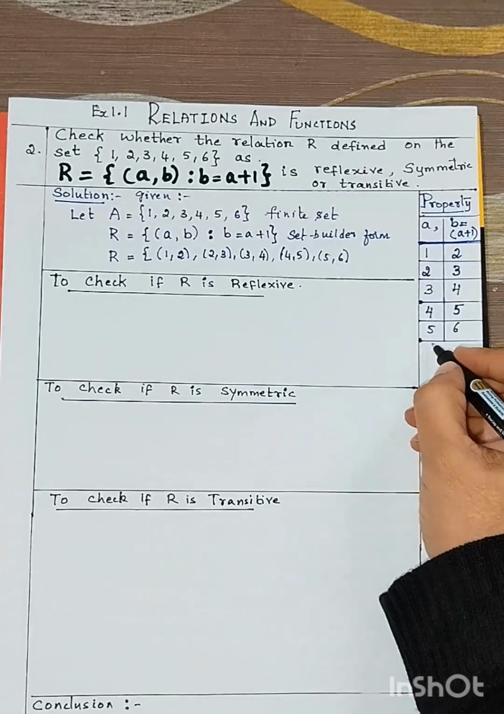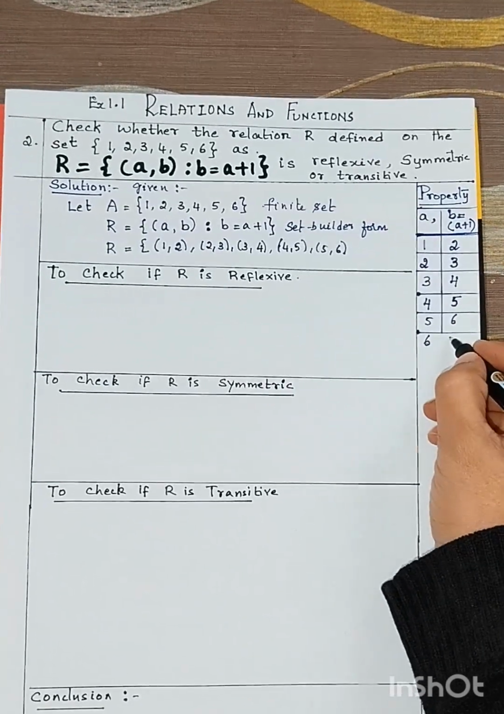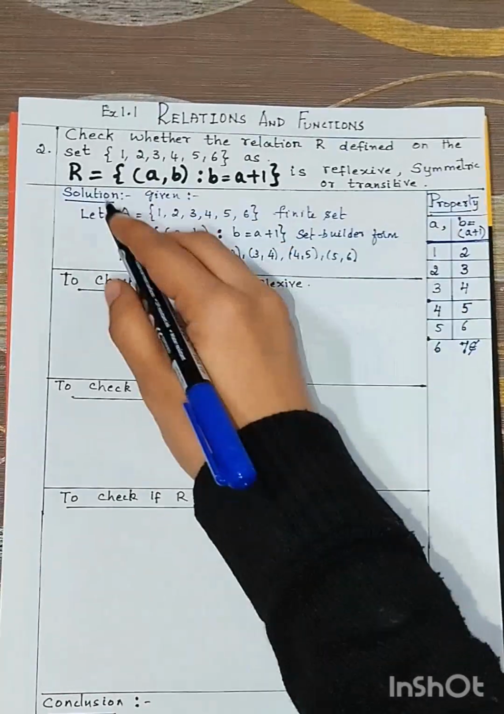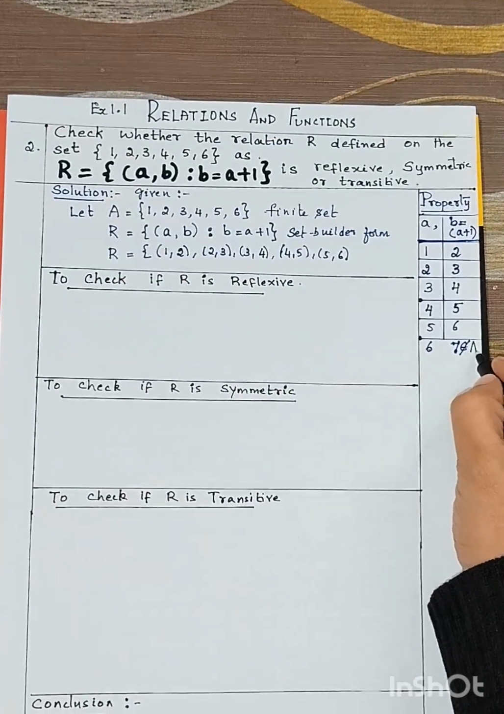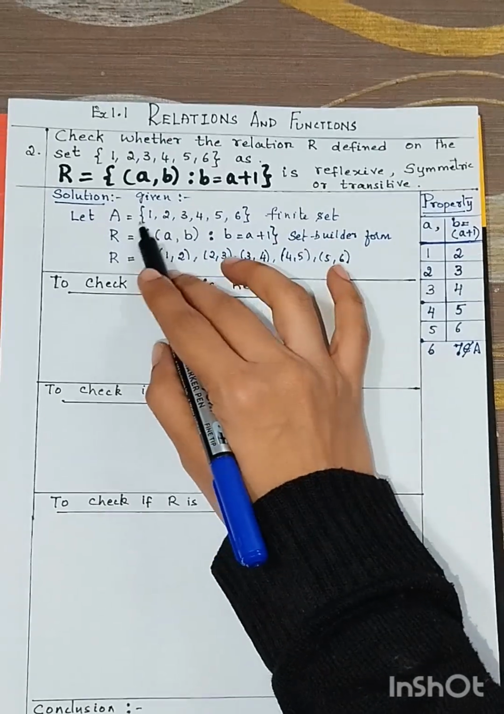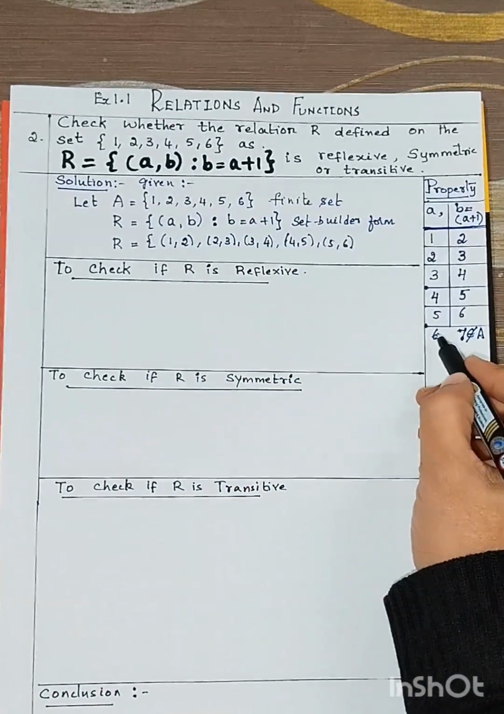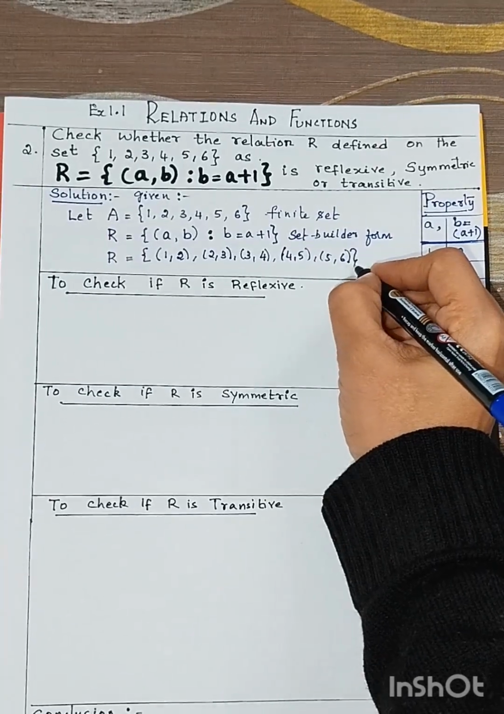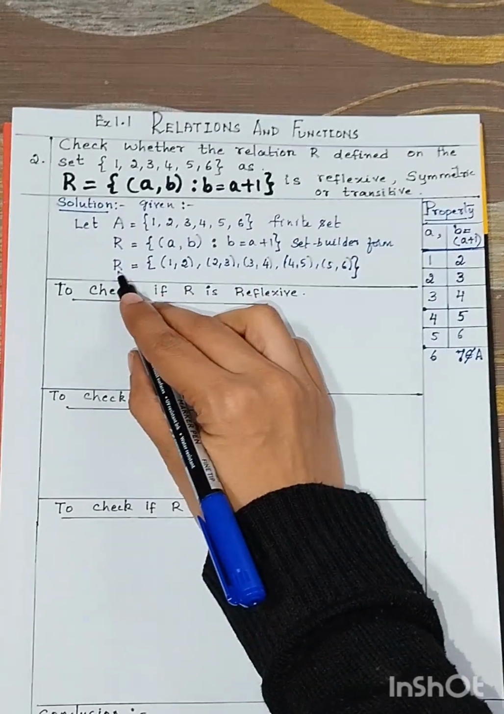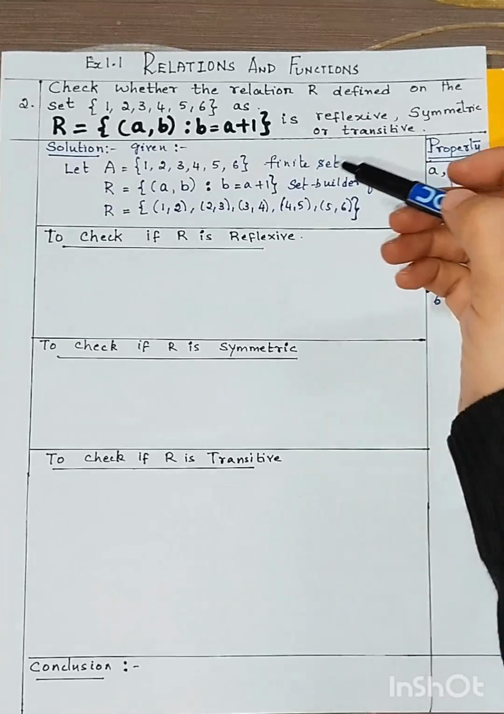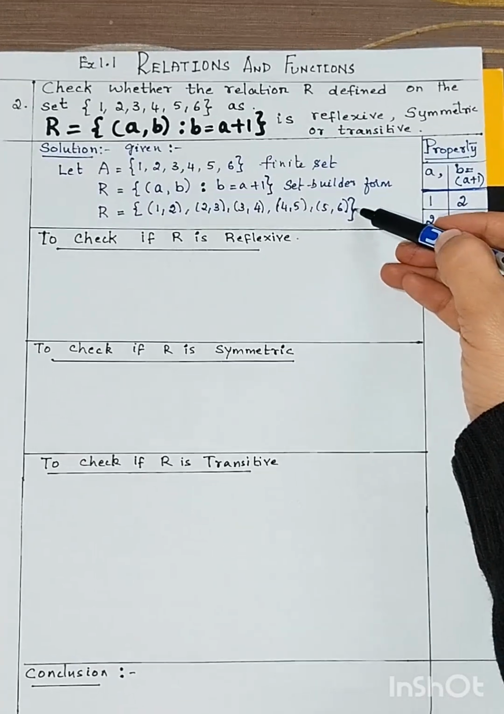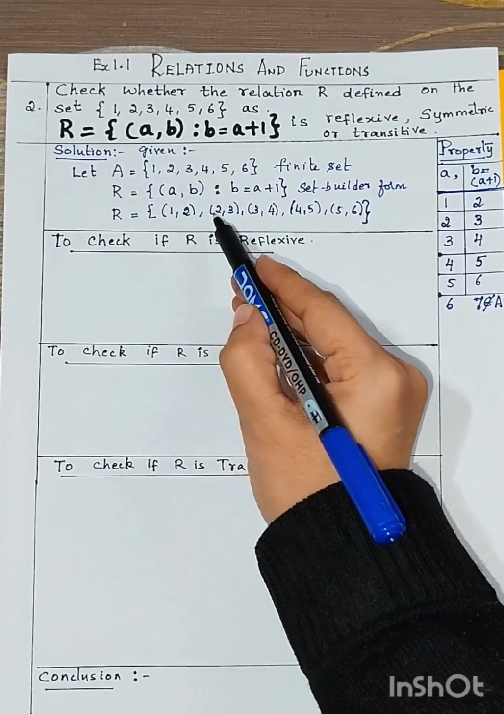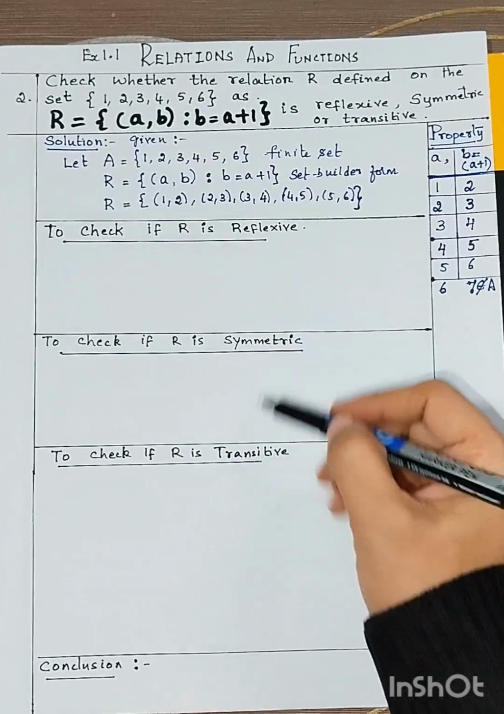If I take 6, then you will get 6 plus 1, which is 7. But this 7 does not belong to the set A, it is not there in the set A. That's why we cannot take (6, 7). So here we have written all the ordered pairs of the relation R. Now we got the relation in roster form. We have to check whether this relation is reflexive, symmetric or transitive.